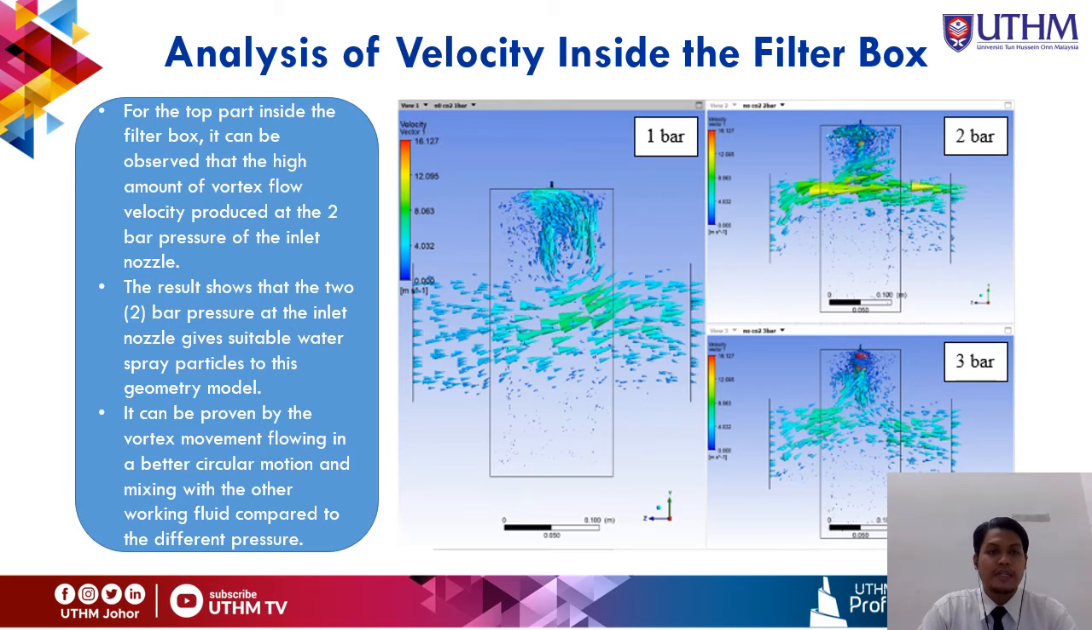For the top part inside the filter box, it can be observed that a high amount of vortex flow velocity is produced at the 2 bar pressure of the inlet nozzle. The result shows that the 2 bar pressure at the inlet nozzle gives suitable water spray particle to this geometry model. It can be proven by the vortex movement flowing in a better circular motion and mixing with the other working fluid compared to the different pressure.